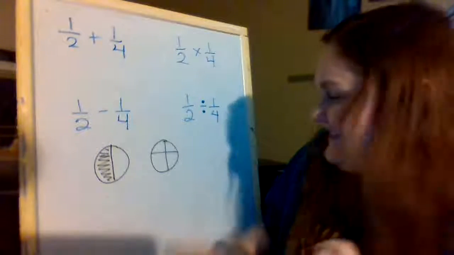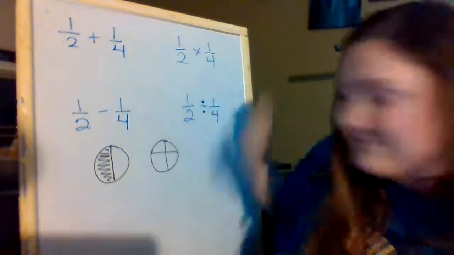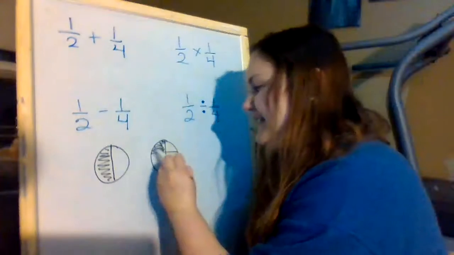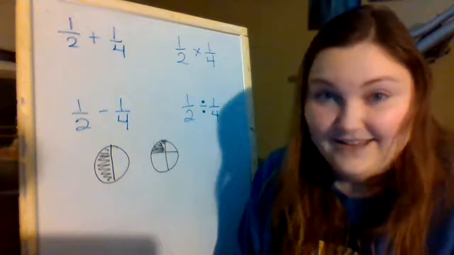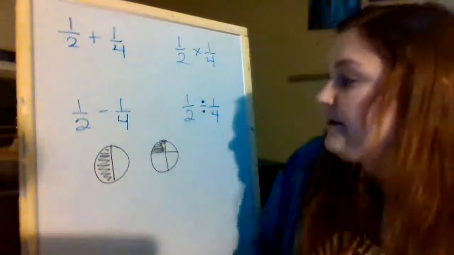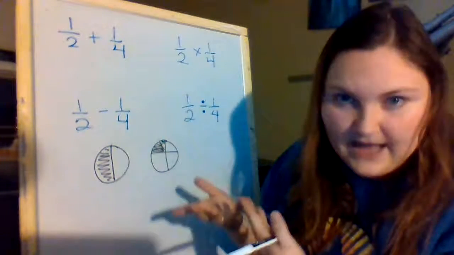They should be equal slices. I don't know how equal mine are. And it means you've got one of the 4 slices. So something like this. If I'm asking you to add fractions together, adding anything is always just putting it together. So if we're adding these fractions, that's us putting these two amounts together.